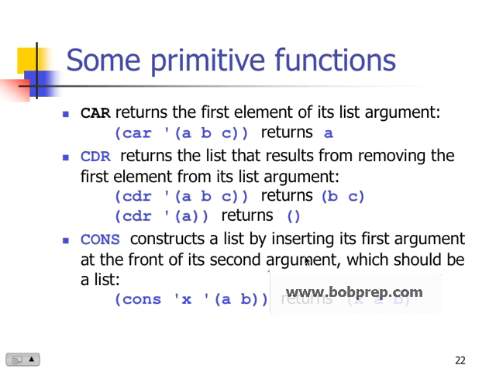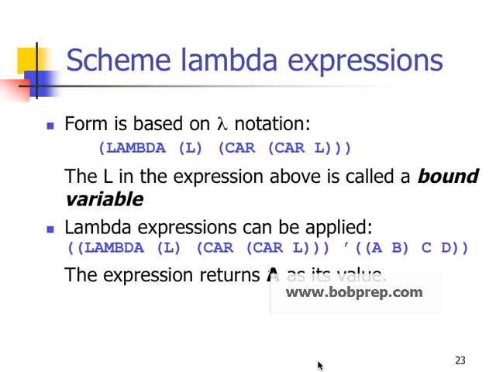So cons constructs a list by inserting, this is not condition, it's construct. Constructs a list by inserting the first item at the front of its second argument, which should be a list. So cons x takes, now we have x, a, b. So we just added x to it. So if you've got a whole bunch of stuff that's coming out, you take the data, you put it in, and you say, you know, cons this, and then you build the list. So you build the list up, you break the list down, go back and forth.